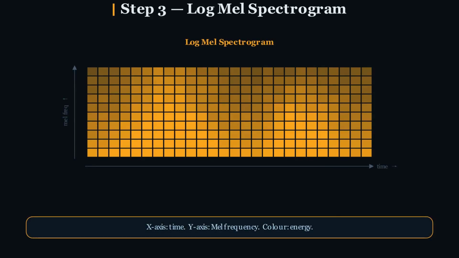The horizontal axis is time. The vertical axis is Mel frequency. Each cell's color shows the energy. Bright means loud. Dark means quiet. We take the logarithm of each energy value. A loud sound can be a billion times stronger than a quiet one. The log step collapses that range into values a neural network can handle.